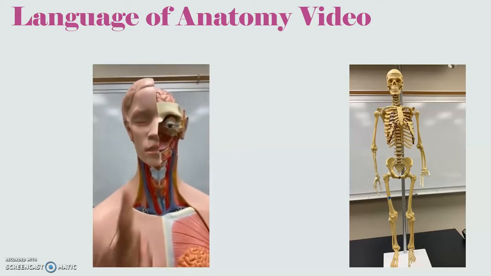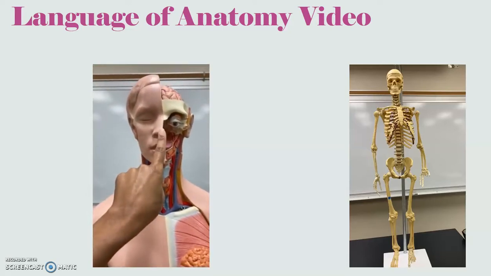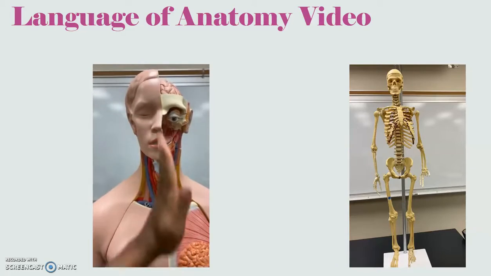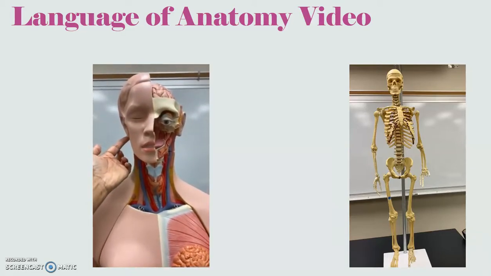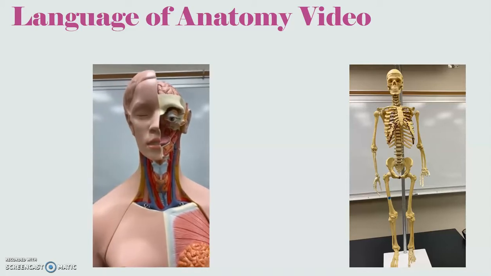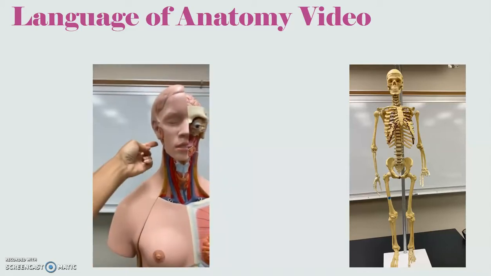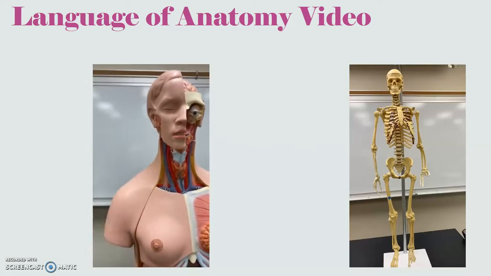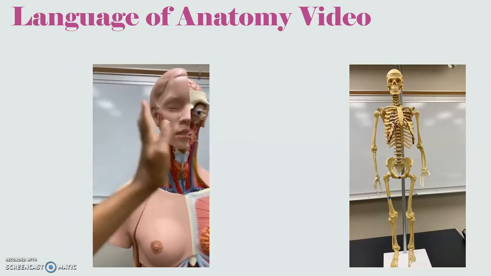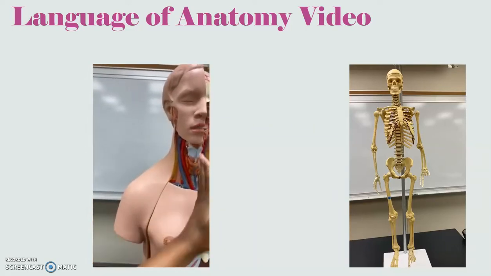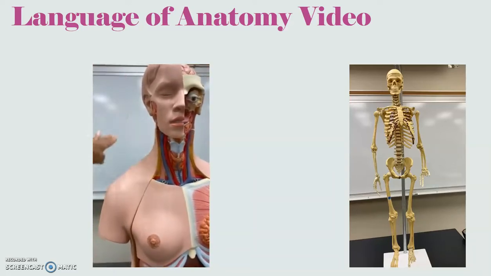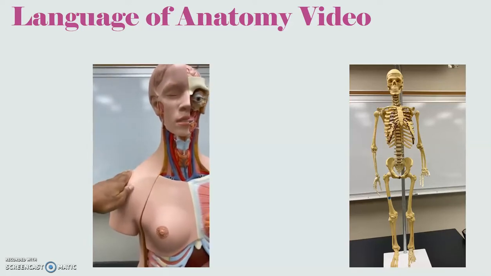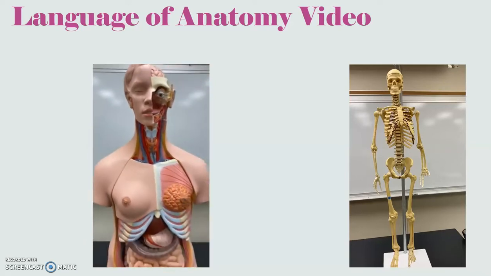So let's do an examination. The nose is medial because it's in the midline of the body. The ear is lateral because it's away from the midline of the body, okay? Now, let's take the ear and the shoulder. The ear is now closer to the midline of the body in comparison to the shoulder. So the ear is medial in comparison to the shoulder, which is lateral, okay?